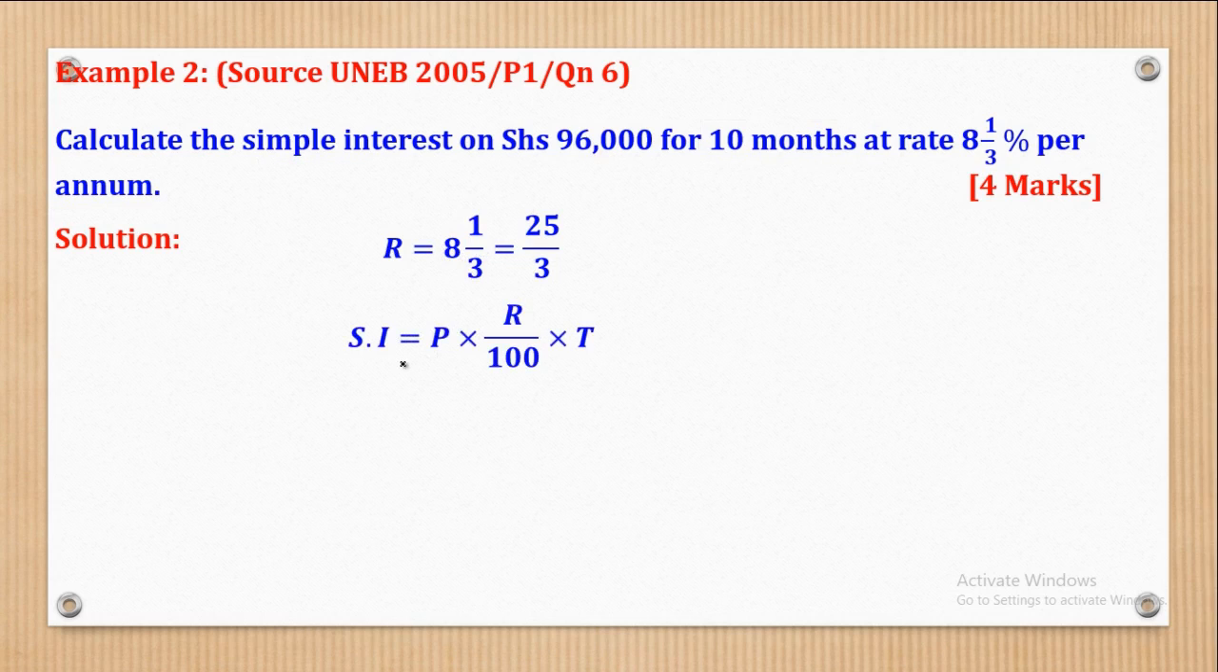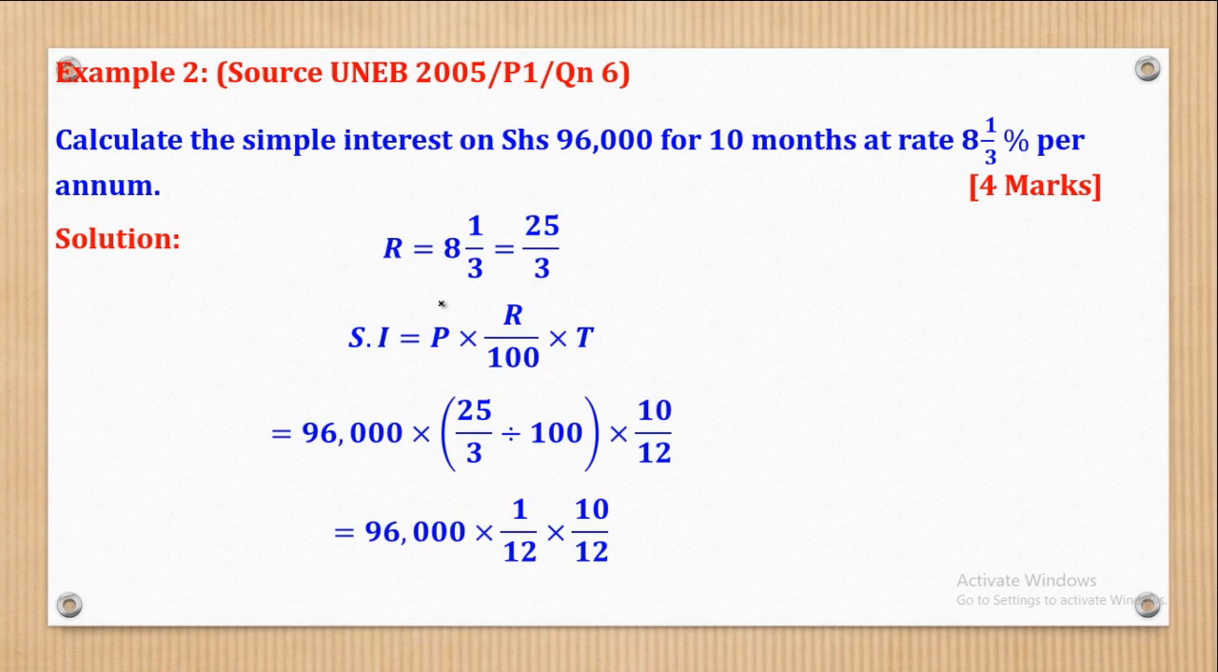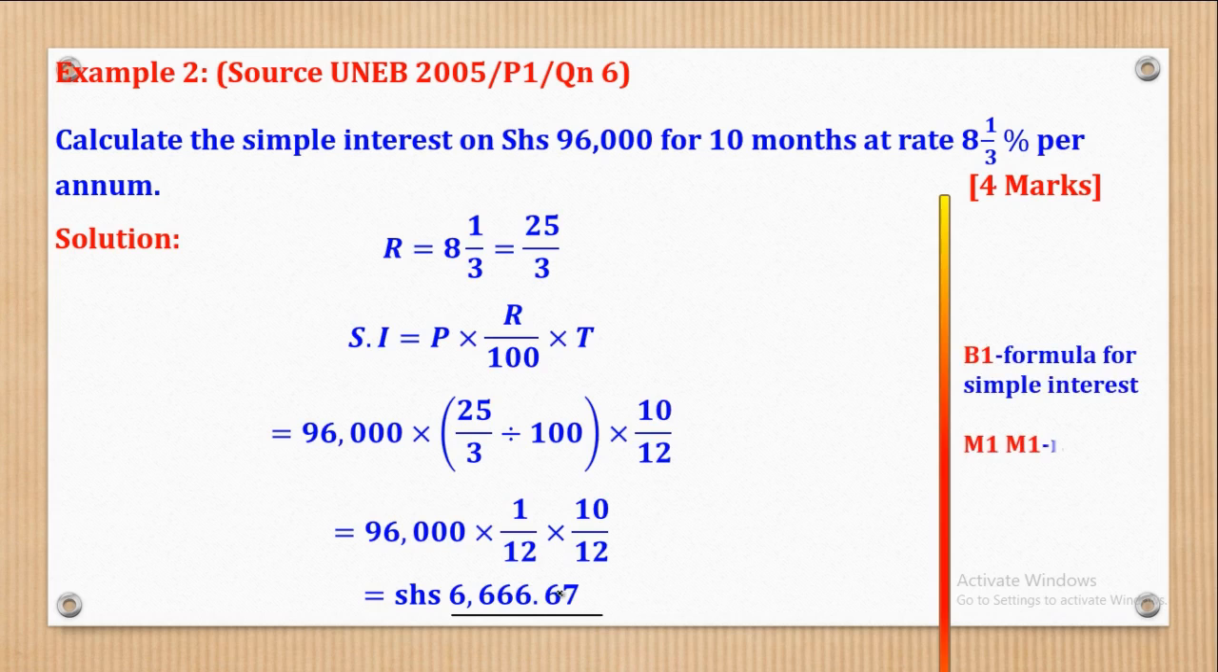After getting R, we can now write our formula and substitute. We know that principal is 96,000, which is there. Then the rate is this, which we have reduced to an improper fraction, but we have to divide by 100, so this 100 is this. Then the time is the 10 months, but the 10 months has to be changed to years, so we have to divide by 12 because a year has 12 months. Then from there we can simplify and come up with our simple interest as shillings 6,666.67. So basically that's what they wanted, and now let's see how marks can be awarded.